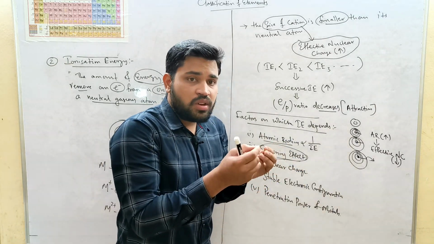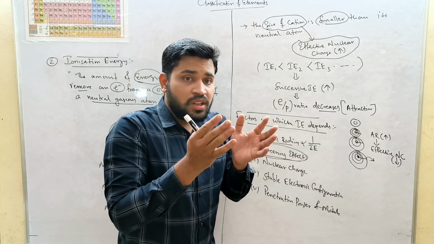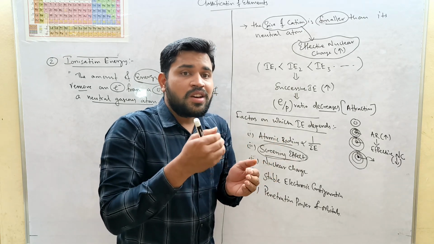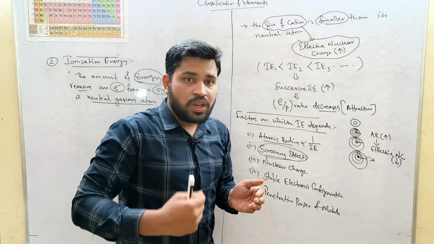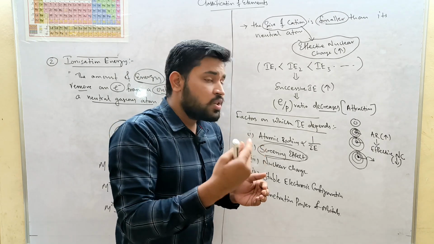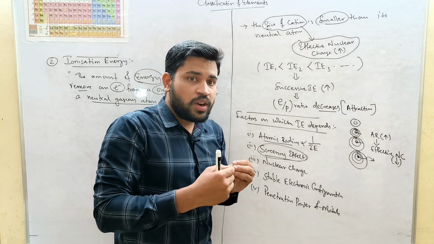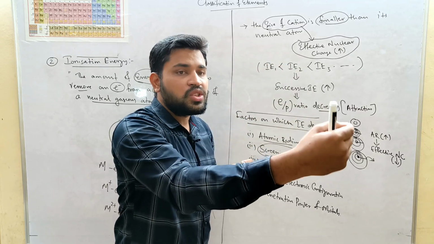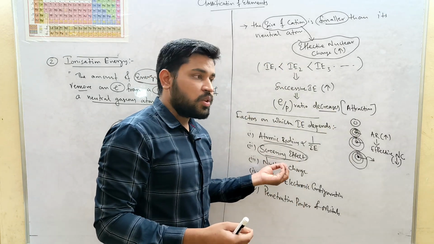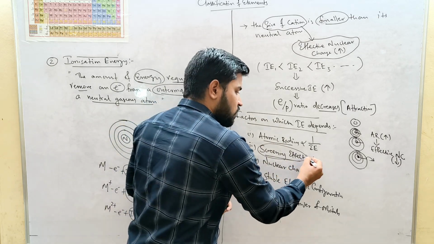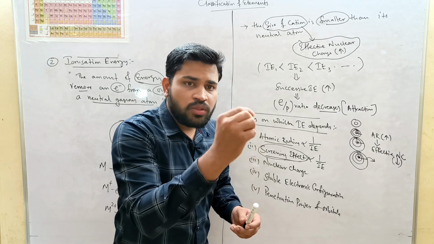So there will be electronic repulsions provided by inner electrons. These inner electrons will provide repulsion. To counter that repulsion, the nucleus has to utilize much of its energy, so that the nuclear force of attraction will not reach the outermost shell properly. This is called the screening effect. So the more the screening effect, obviously we need very little energy to remove that electron.